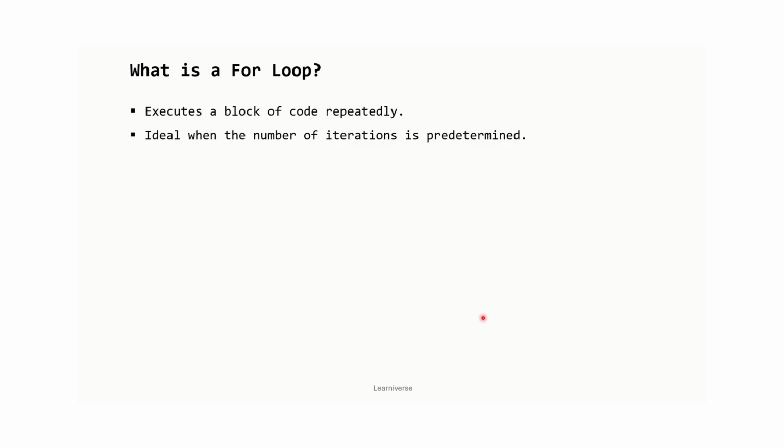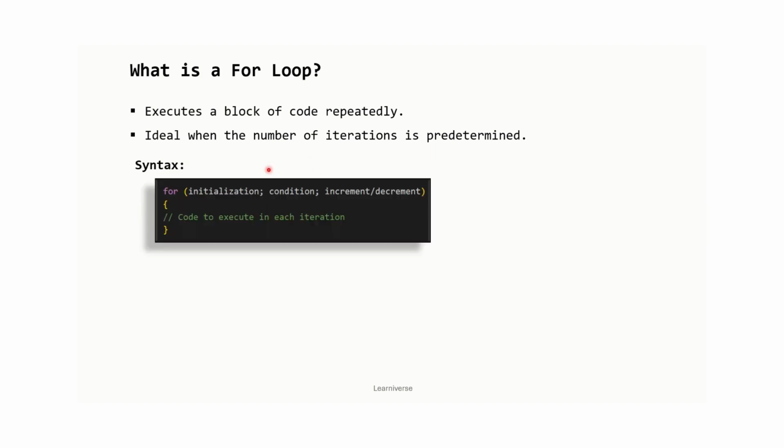What is a for loop? It executes a block of code repeatedly. It is ideal when the number of iterations is predetermined. Here is the syntax. It has three main parts: initialization part, condition, increment or decrement. Let's understand one by one.